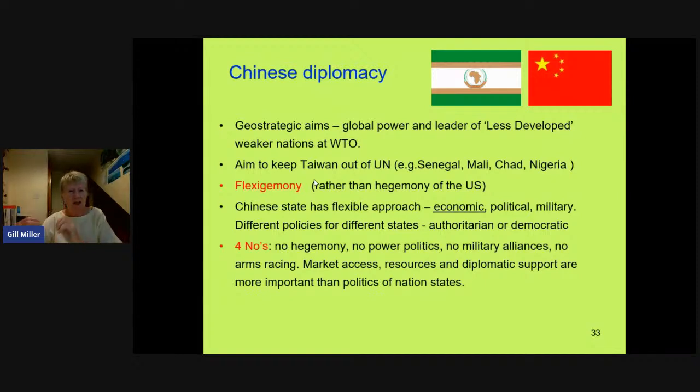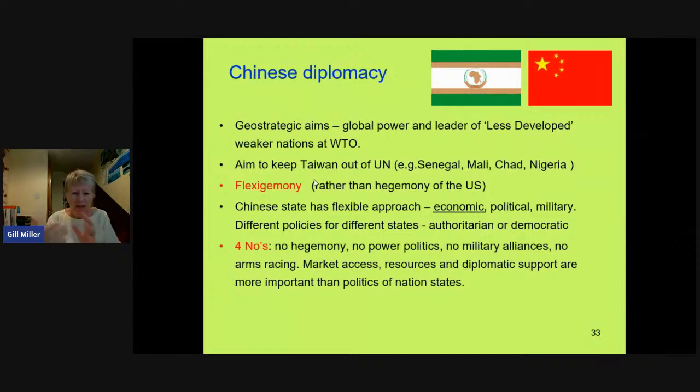Now, hegemony: the US is the leader. You lead, and the US calls the tune, and they do it their way. China has a flexible approach and will deal with countries where they are and with their existing structures and institutions. So it works in different ways with different states, as long as they actually do the trade. And it says it has four no's: no hegemony, no power politics, no military alliances, no arms race.